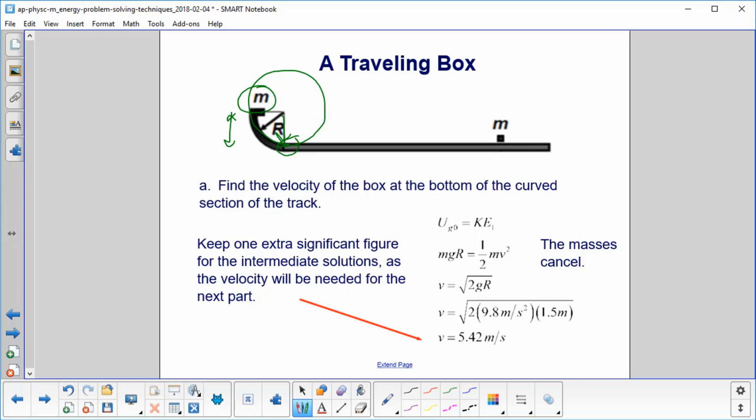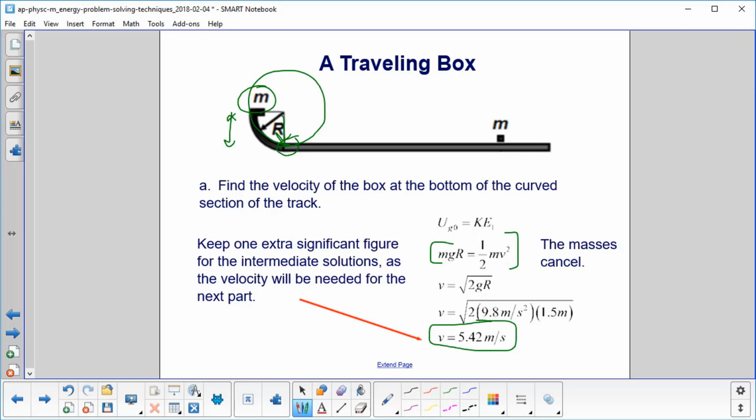So here we go. We have mgR equals 1/2 mv squared. The masses cancel. We get velocity is the square root of 2gR. We plug in our numbers, and we get a velocity of 5.42 meters per second. Notice we're going to keep an extra significant figure, because this is an intermediate solution, and we're going to need the velocity for the next part. So even on the AP exam, if you were to put either 5.4 or 5.42 meters per second, that would be just fine.